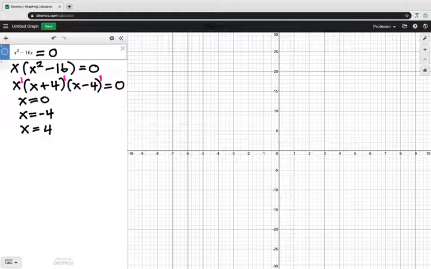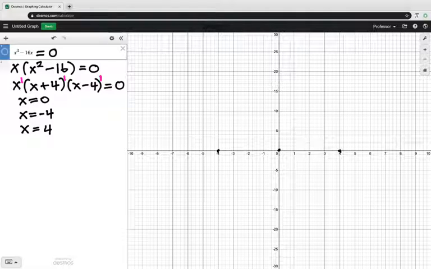Okay, so I'm going to go ahead over to my graph paper, and I'm going to give myself an x-intercept at 0 and at negative 4 and at positive 4.